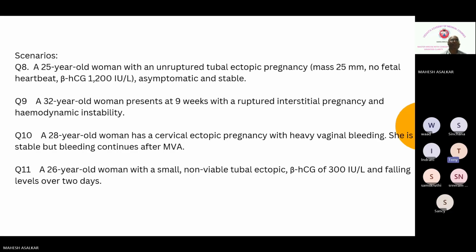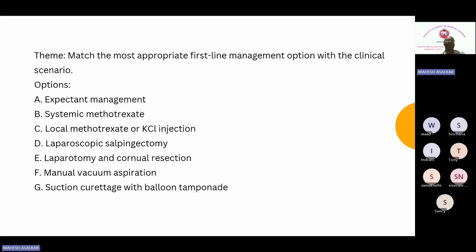Question 8. A 25-year-old woman with an unruptured tubal ectopic pregnancy. Mass 25 millimeter. No fetal heartbeat. Beta hCG 1,200 international units per liter. Asymptomatic and stable. So it is unruptured tubal ectopic, size is 25 millimeter, beta hCG is this, she's asymptomatic. So match the appropriate first line option. What will you give?